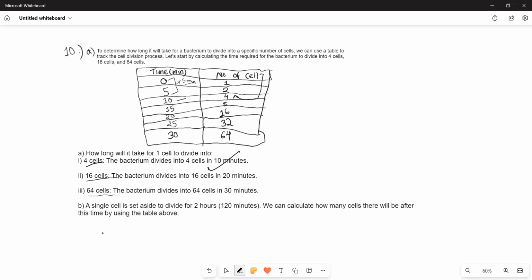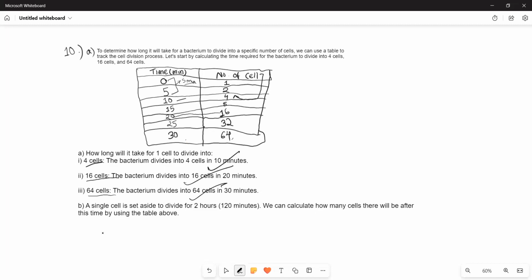So how much time does it require for a bacterium to divide into 16 cells? So actually it requires how much? 20 minutes. So the bacterium divides into 16 cells in 20 minutes. Again for 64 cells, the bacterium divides into 64 cells in 30 minutes. 64, 30. Its number of cells, its time, right?